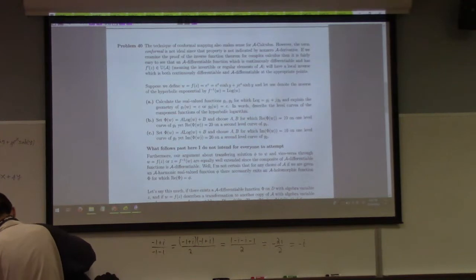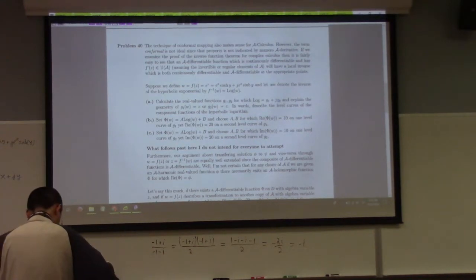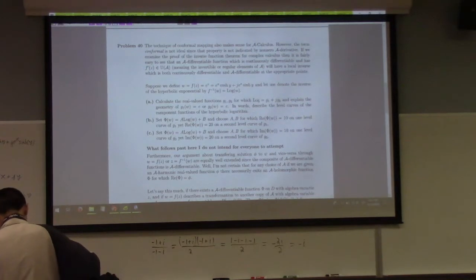So I need some letters. So w is u plus jv, which equals e to the x cos y plus j e to the x sinh y. My goal is to solve that equation for x and y. That's what I've got to do.